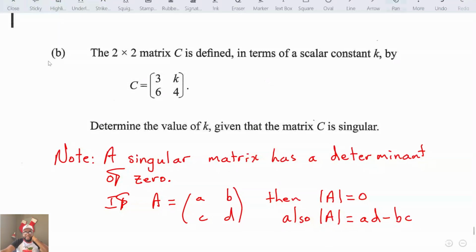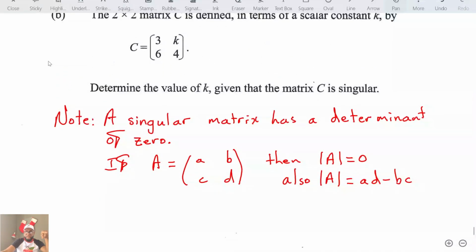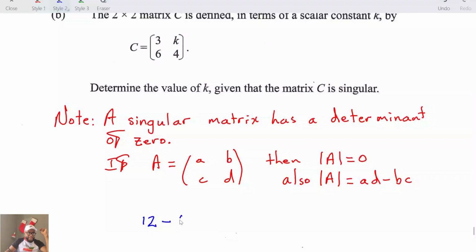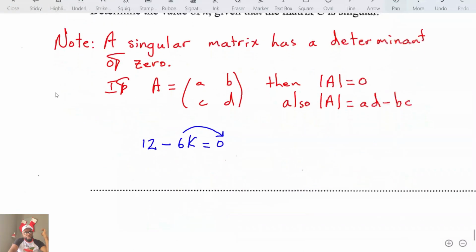Right, so I clearly stated that the determinant is 0 because they said that the matrix C is singular. They want us to find the constant K. So let's go. I'm going to have 3 multiplied by 4, which is 12, minus 6 multiplied by K, which would be 6K, is going to be equal to 0. So I'm going to carry the minus 6K here, so it becomes positive 6K, all right? So 12 remains on the left, would be equal to 0 plus 6K, which is just 6K.